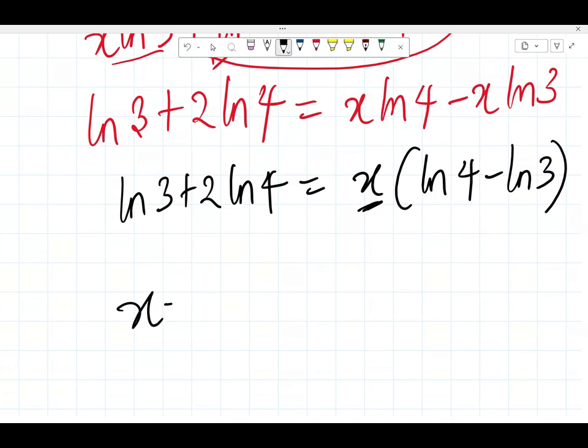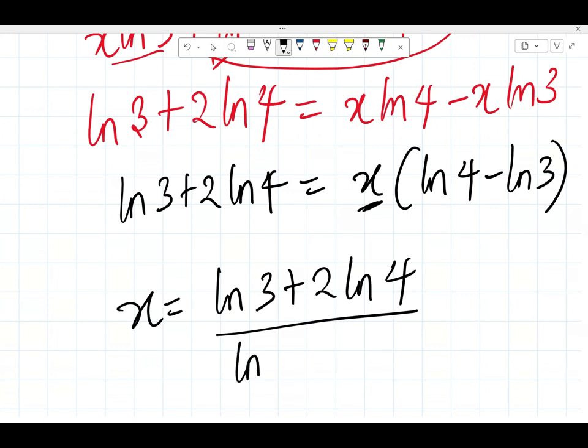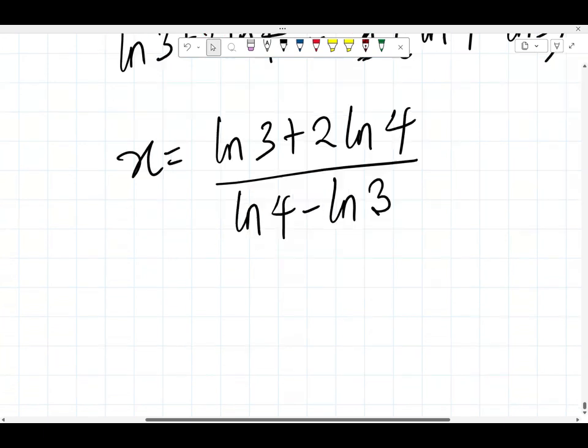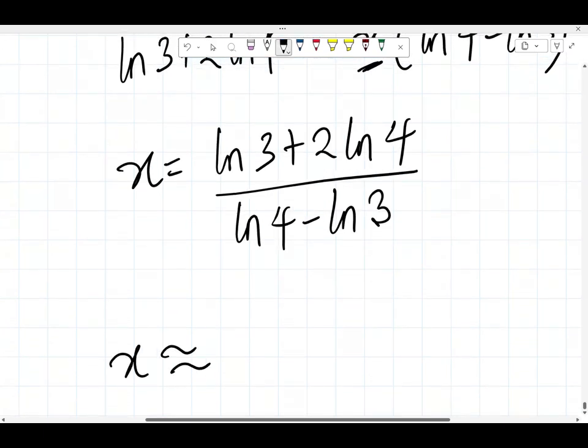So then we have x to be (ln 3 plus 2 ln 4) over (ln 4 minus ln 3). By the way, 2 ln 4 can also be ln 8, because the 2 can come back in as a power. Well, it's okay if we also leave it this way. So then the calculator comes in: ln 3 plus 2 ln 4 all over ln 4 minus ln 3.